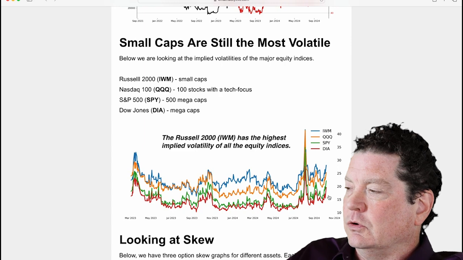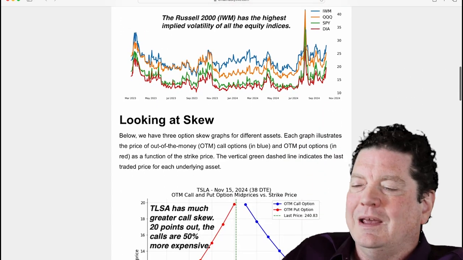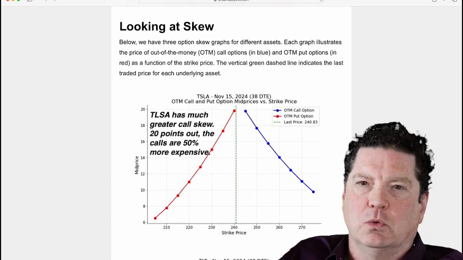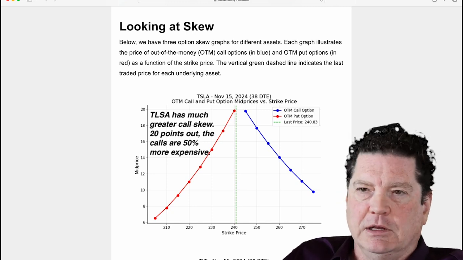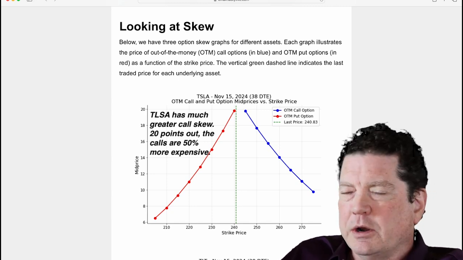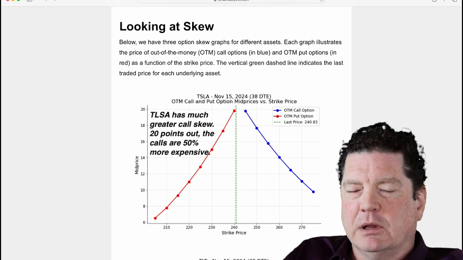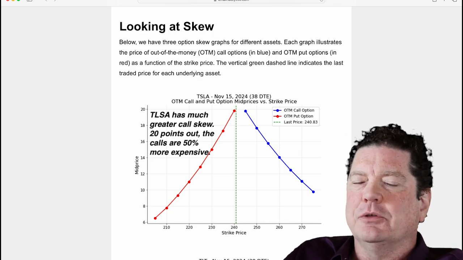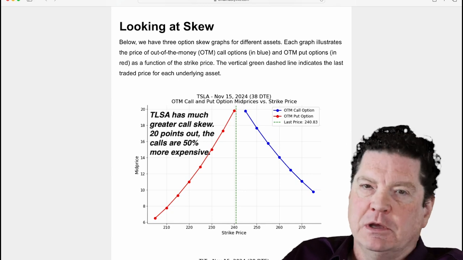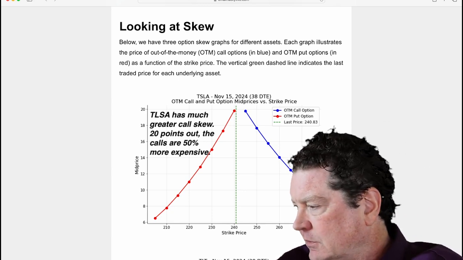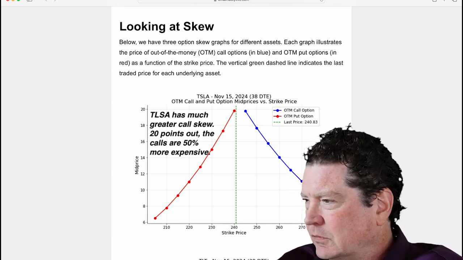So let's look at some skew. And skew is, let me stop for a second. What is skew? Well, remember when we took the implied volatility of the option? If you pick one option, you get one implied volatility. If you look at another option in the same stock, same expiration, but a different strike price, you get a different implied volatility. Let's actually take a look at that just for the sake of argument.